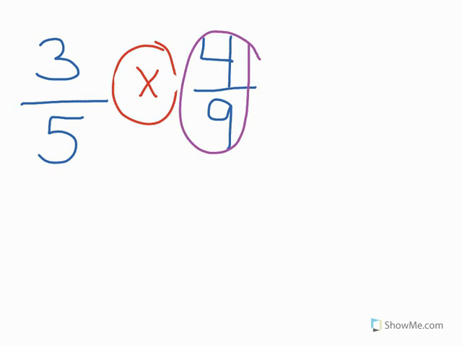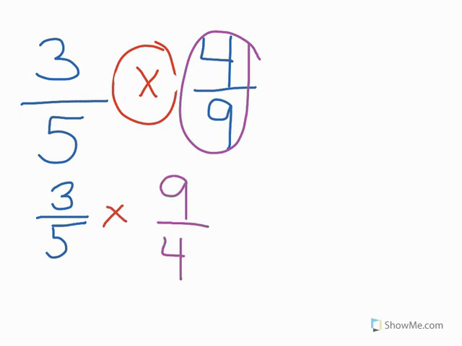So now, what our problem is going to look like is 3/5 multiplied by 9/4. And then the last thing that we're going to do is we're just going to multiply straight across. So 3 times 9 is 27, and 5 times 4 is 20.